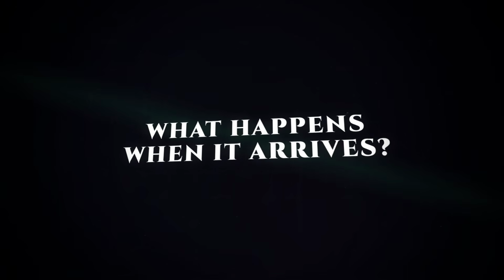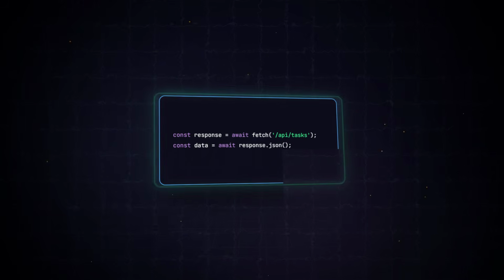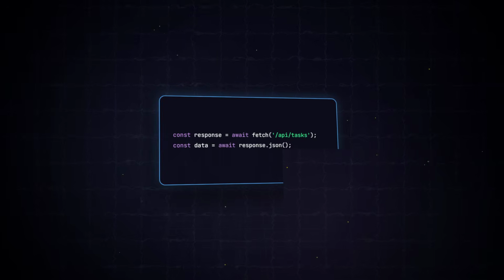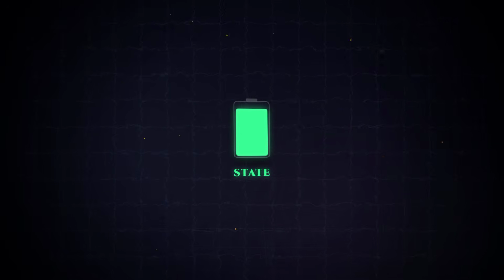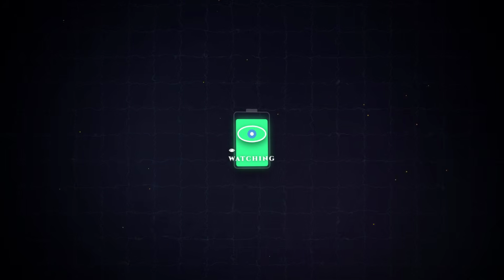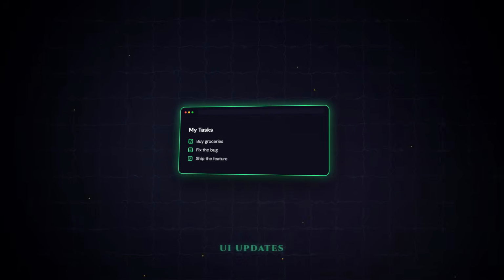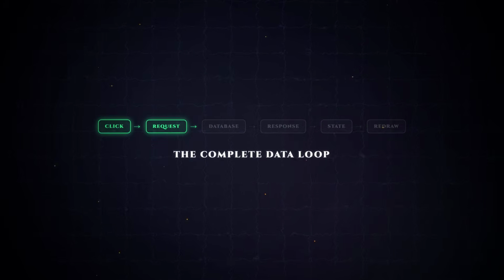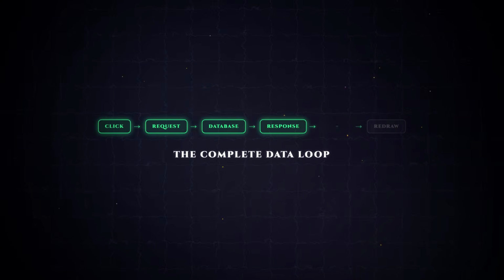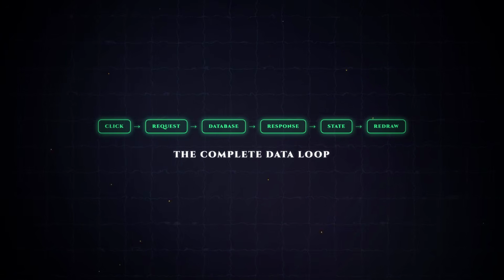What happens when it arrives? The response lands back in your front-end code. You take that JSON and put it into what's called state. Basically, a variable your framework is watching. The moment that variable changes, the UI redraws itself to match. That's it. That's the whole loop. User does something, request goes out, backend talks to database, data comes back, state updates, screen updates.